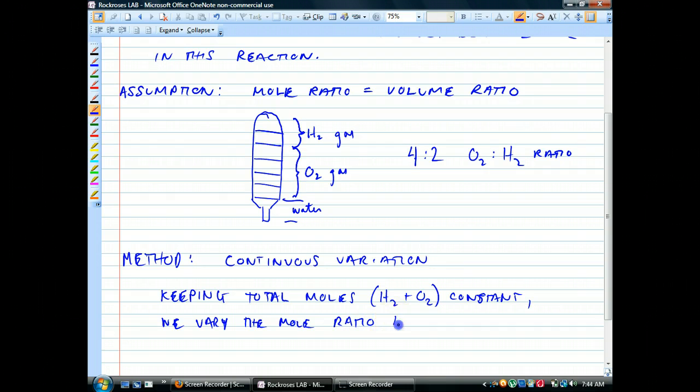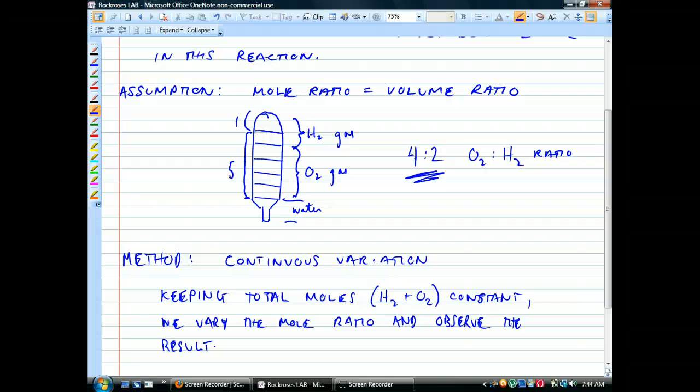And observe the result. Now, what do I mean by varying the ratio? Well, if you look up here, I said we had a 4 to 2. I could just as easily have made a 1 to 5, or a 3 to 3, or a 5 to 1, or a 2 to 4, or whatever. You follow me? Or a 0 to 6, or a 6 to 0.